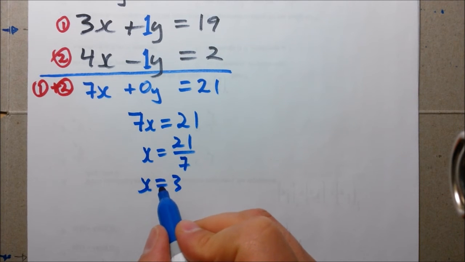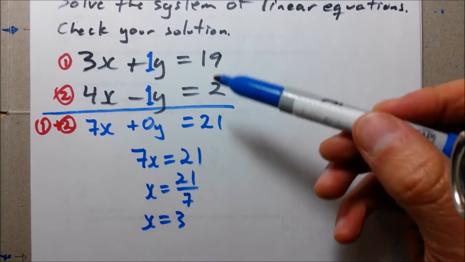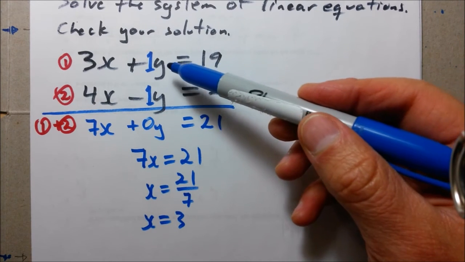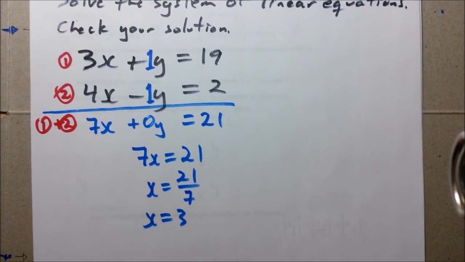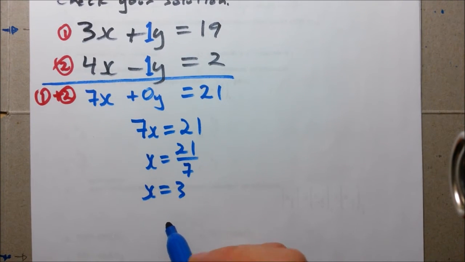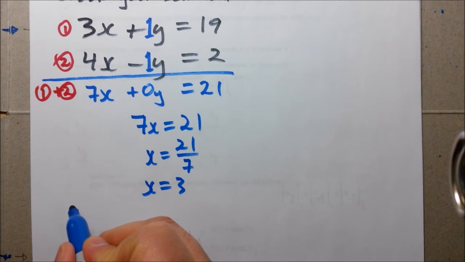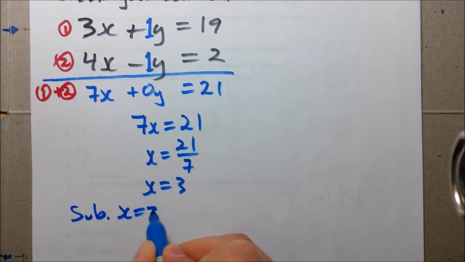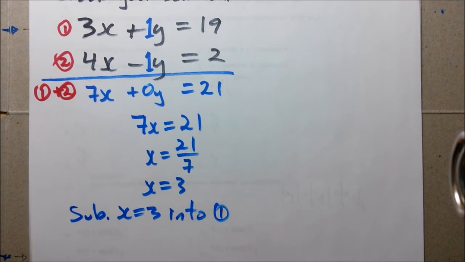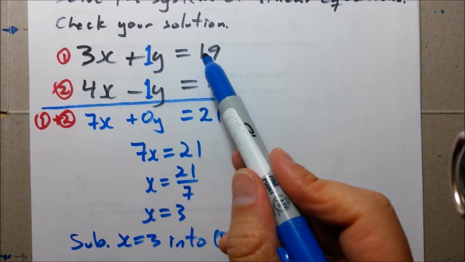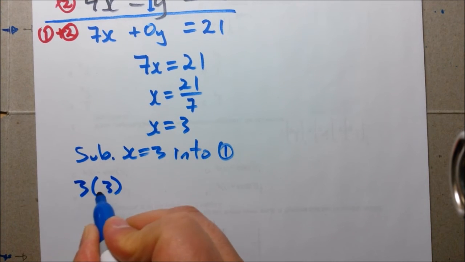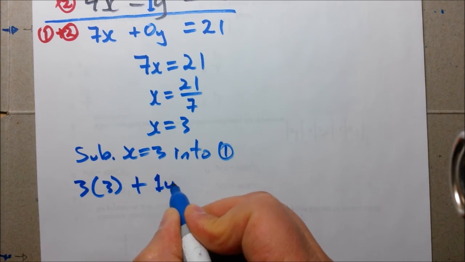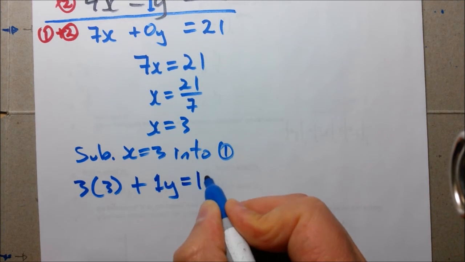Now that we have x, we substitute x equals 3 into one of these equations in order to solve for y. Just like before, choose one of the equations. Let me emphasize this: make sure you take notes. You can always pause the video and maybe try the question yourself. So substitute x equals 3 into equation 1. Equation 1 is 3x plus 1y equals 19.